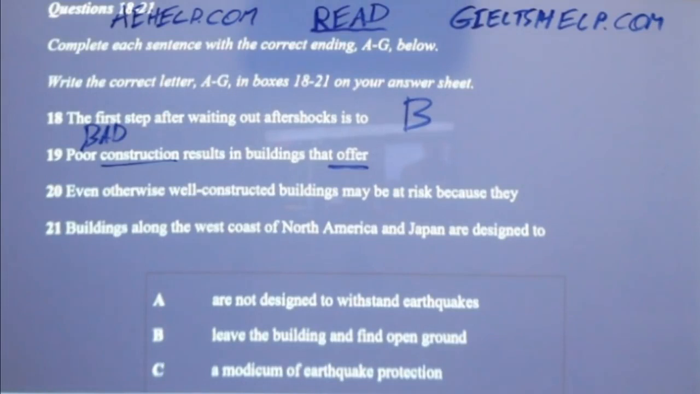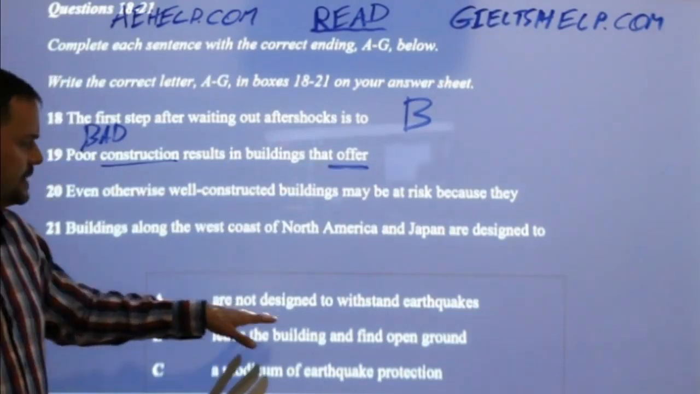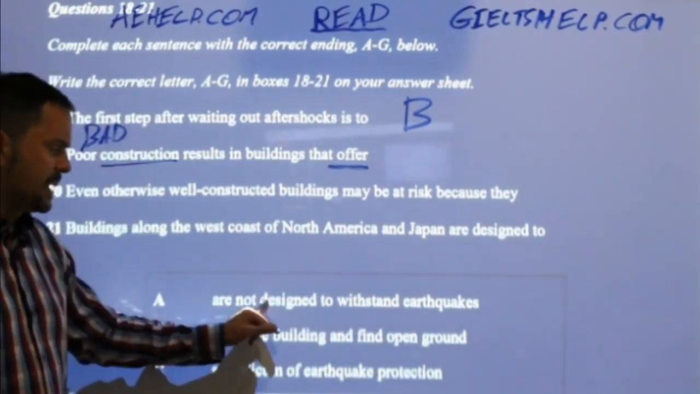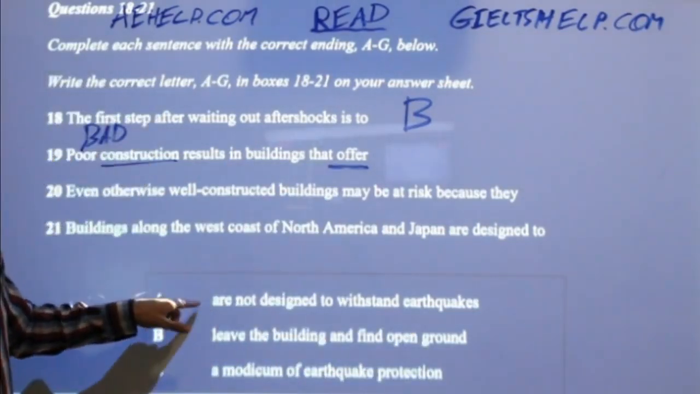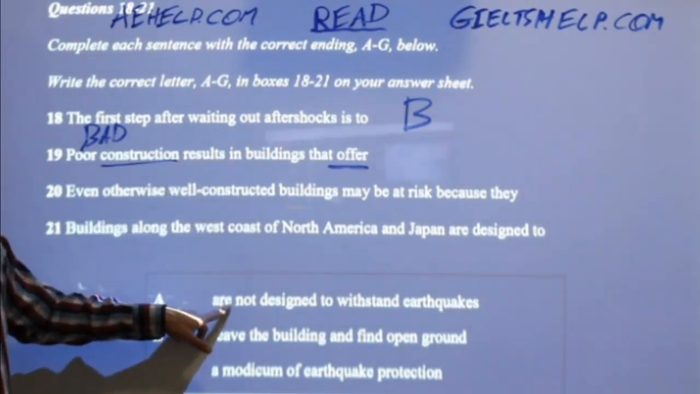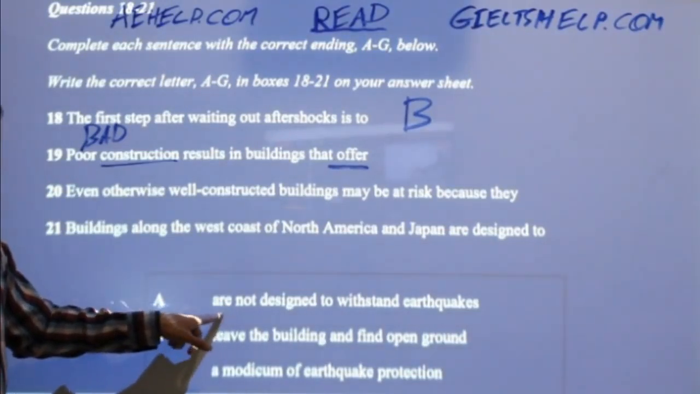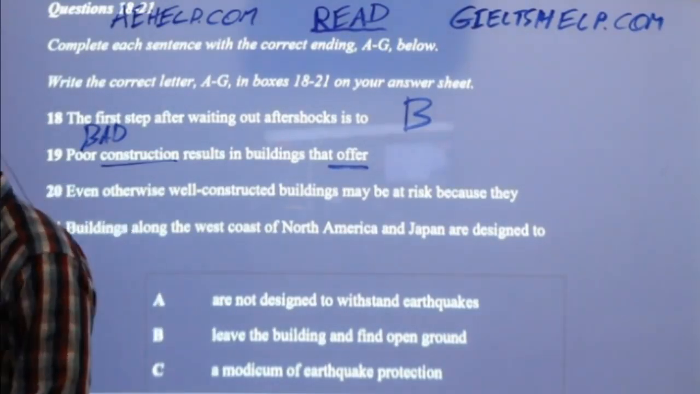So let's see if I can find that. So poor construction results in buildings that offer are not designed to withstand earthquakes. That's bad grammar. Remember that the sentence ending has to make a sentence which is clear in grammar. So there can't be grammar mistakes. Okay.